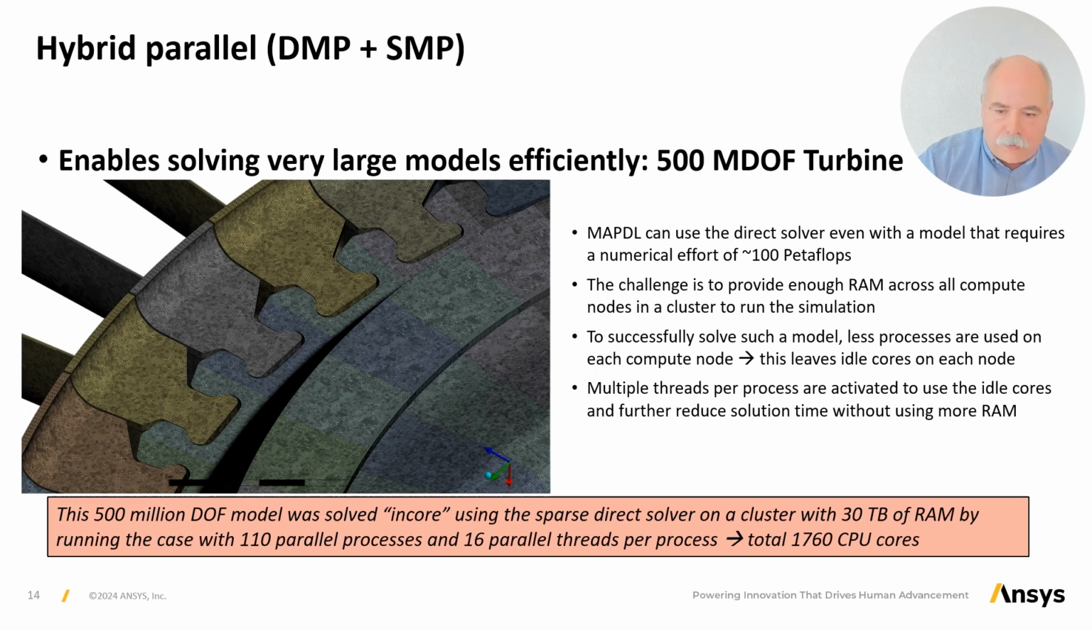On the other hand, when we did that, we could solve this 500 million degree of freedom case, which requires around 100 petaflops for a single iteration. We could provide enough memory, also this resource was rather limited, and successfully solve such a model without leaving the cores idle that had not been used for a single process. So in the end, all CPU cores of this cluster had been used, and this was an in-core solution that finished in the shortest possible time for a model like this.